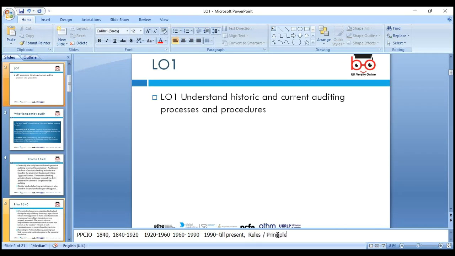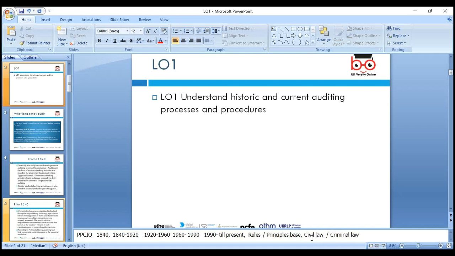What is the difference between rule-based and principle-based? Rule-based is when the legislation comes in, and principle-based is when your ethics come in. One comes under civil law, and we will learn what is meant by civil law, and one comes under criminal law.